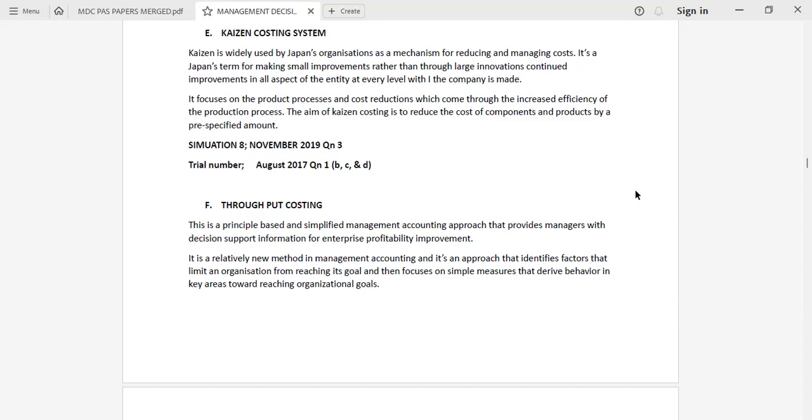In other words, we keep making continuous improvement in all aspects of the entity at every level within the company. You find that there is continued improvement in all aspects, on every level, and in every department within the organization.